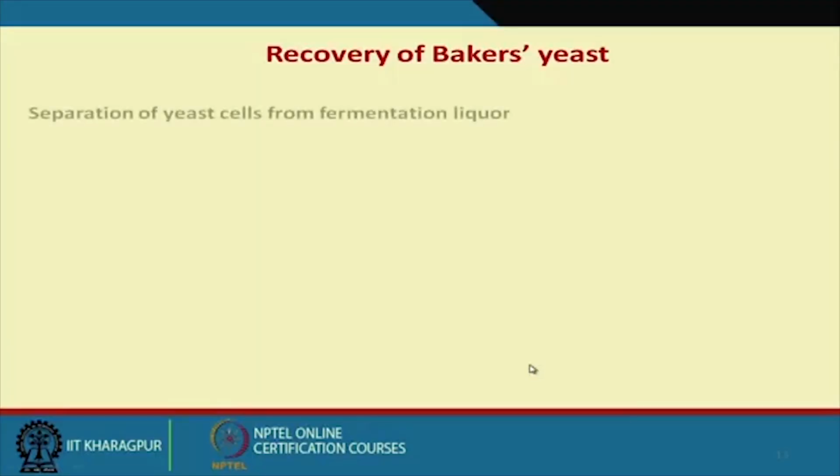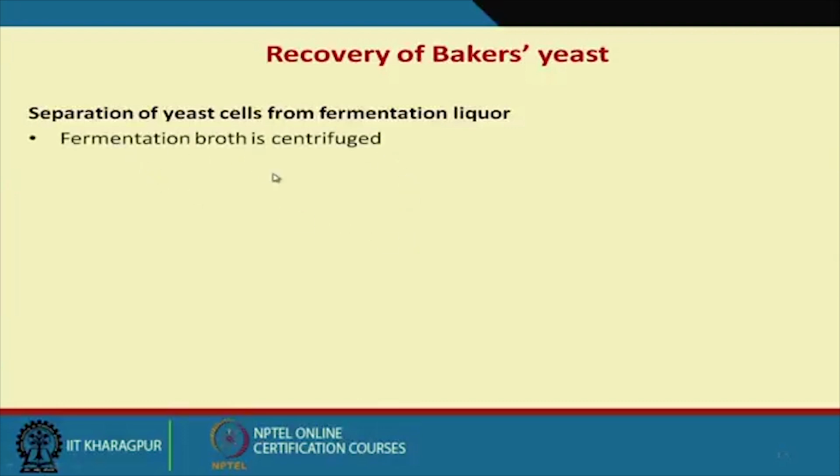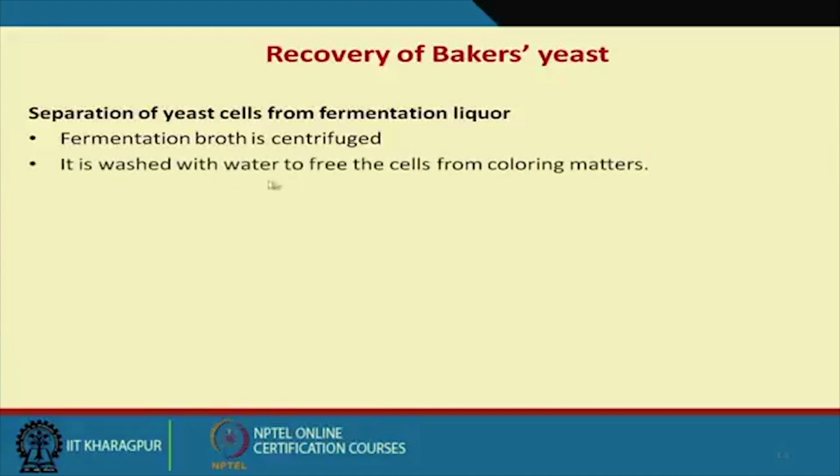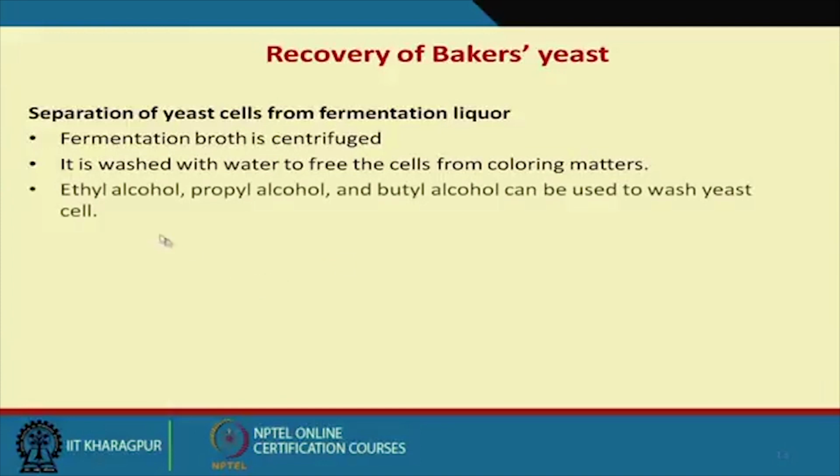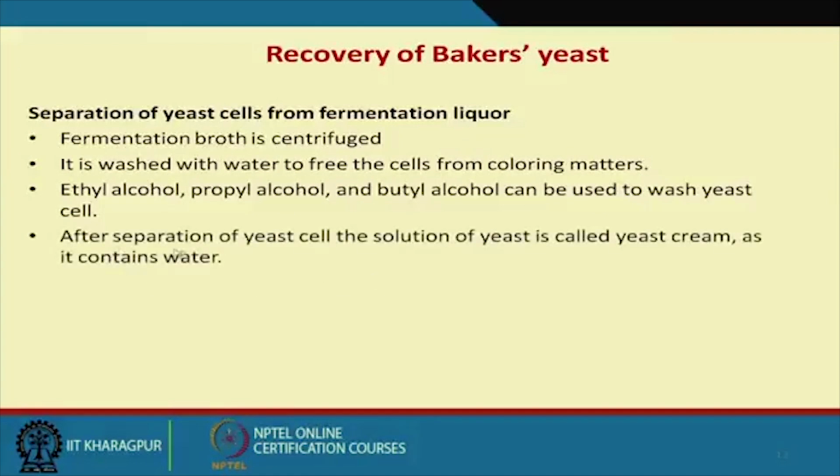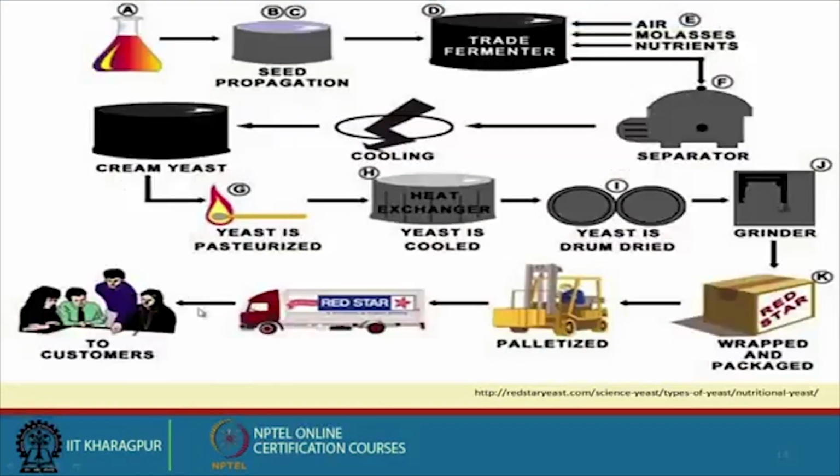The recovery of baker's yeast is the separation of the yeast cells from the fermentation liquid. The fermentation broth is centrifuged, or it is washed with water to free the cells of coloring matter. Ethyl alcohol, propyl alcohol, or butyl alcohol can be used to wash the yeast cells. After separation, the solution of the yeast is called the yeast cream, and it contains water.